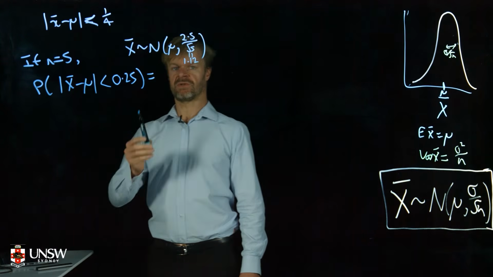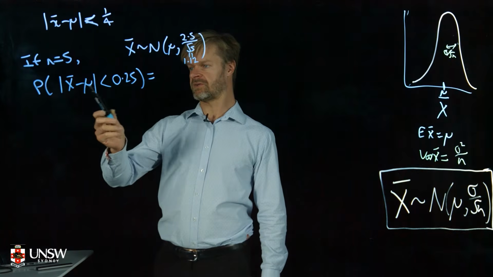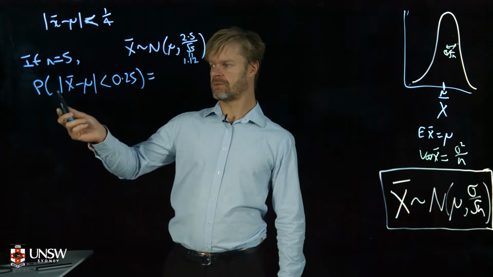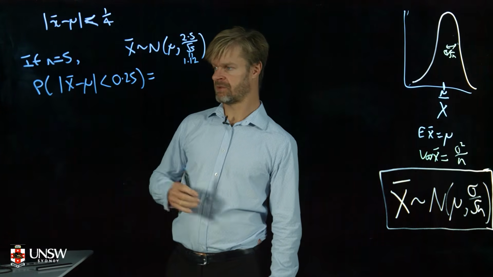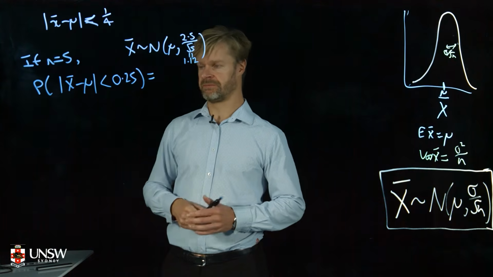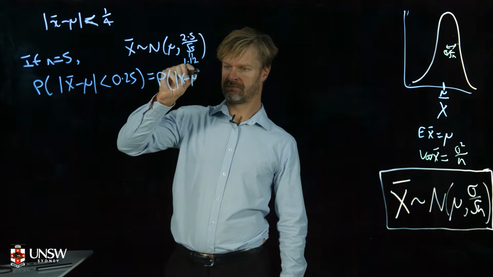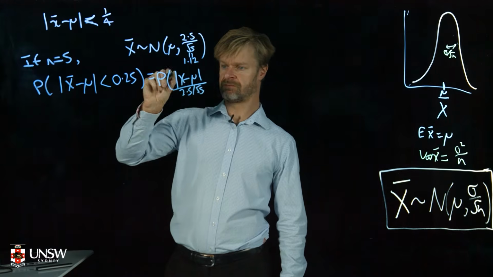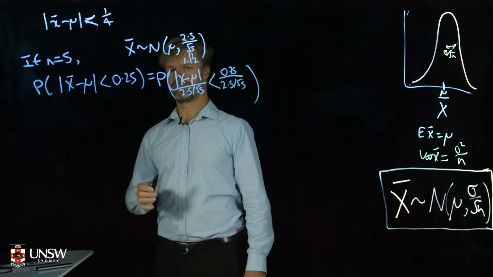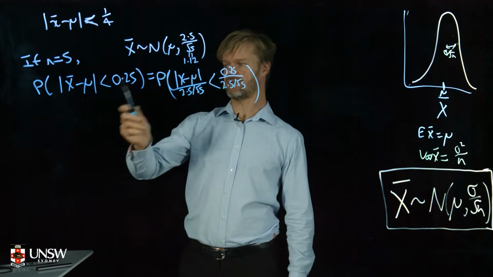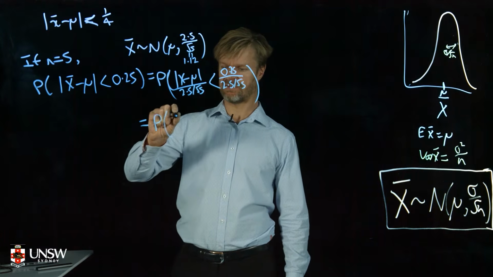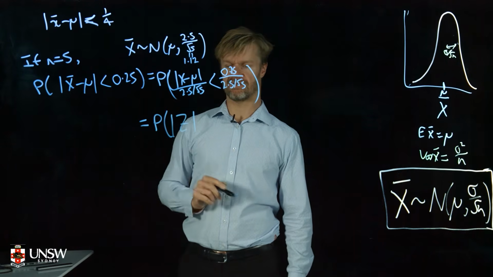So we've got a normal distribution. We know its standard deviation. We want to know what x bar minus mu is. Well, whenever we've got a probability to do with a normal distribution, we can always standardize. So I'm dividing both sides by the standard deviation of x bar, 2.5 on root 5. The reason I'm doing that is because it gives me something that I know about. It gives me the standard normal distribution.